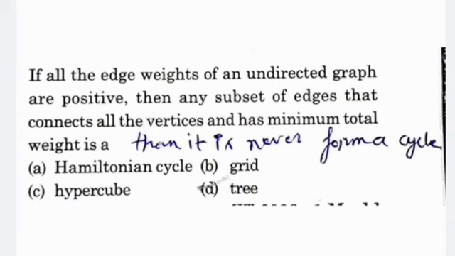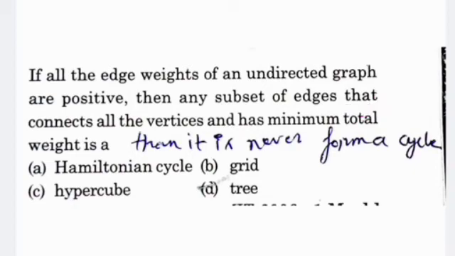If all the edge weights of an undirected graph are positive, then any subset of the edges that connects all the vertices and has minimum total weight is: option A, Hamiltonian cycle; option B, grid; option C, hypercube; and option D, tree. So the right answer is option D, tree, because in the case of a tree it never forms a cycle.